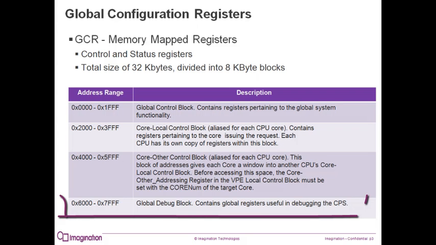The Global Debug Block is a system-wide block. It's used for debug purposes and performance information. The debug block will be covered in an upcoming section.